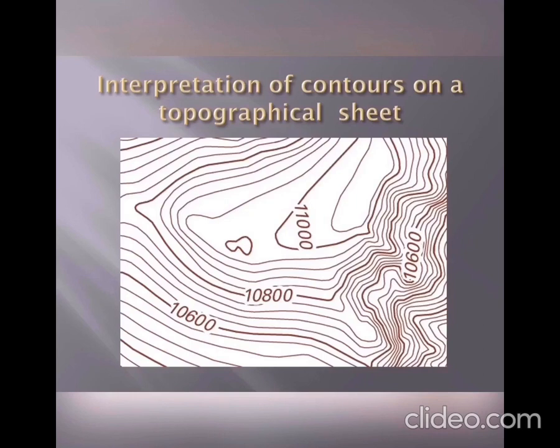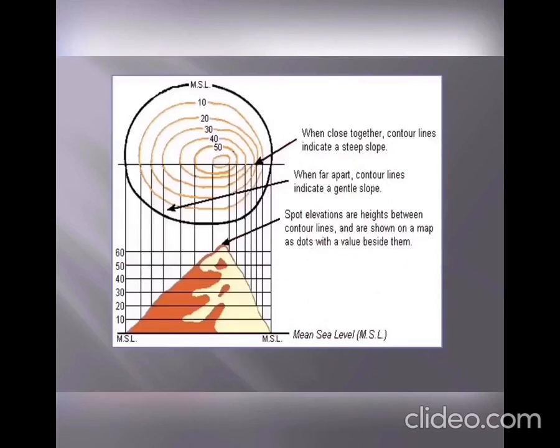Contour lines are imaginary lines joining places which have the same height above the mean sea level. The spacing of the contours determines the slope of the land. The rate of rise or fall of terrain is known as a slope. If contours are drawn close together, they indicate steep slope. If contours are placed wide apart, they indicate gentle slope. All contour lines are marked with numbers indicating height above the mean sea level.